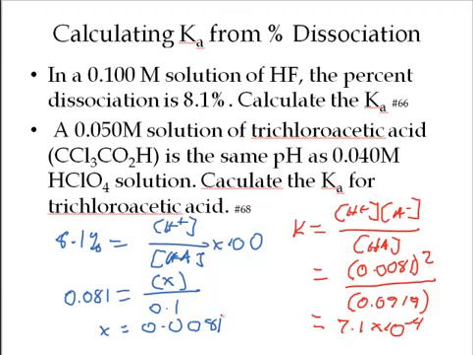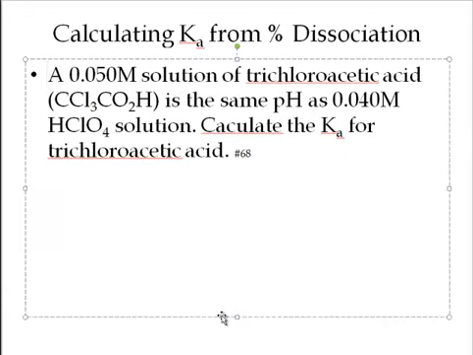Well, hopefully that made sense. Now let's look at this second problem. A 0.5 molar solution of trichloroacetic acid is the same pH as a 0.004 molar HClO4 solution. Calculate the Ka for the trichloroacetic acid. Ooh, this sounds like a challenging problem. I'll tell you what, pause the video, see if you can solve that, and then we'll see if you get what I get.